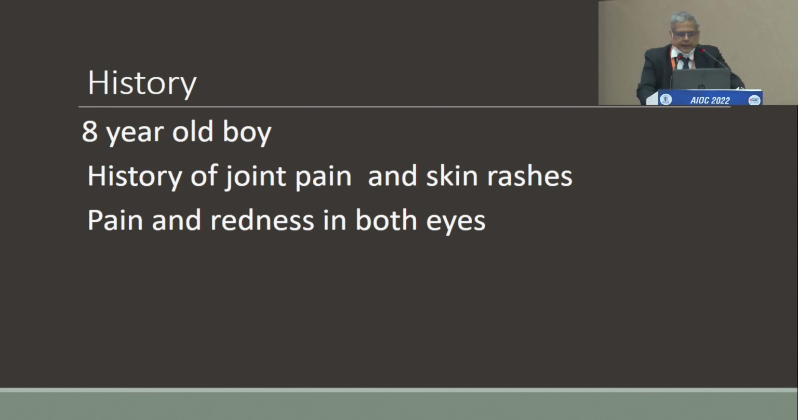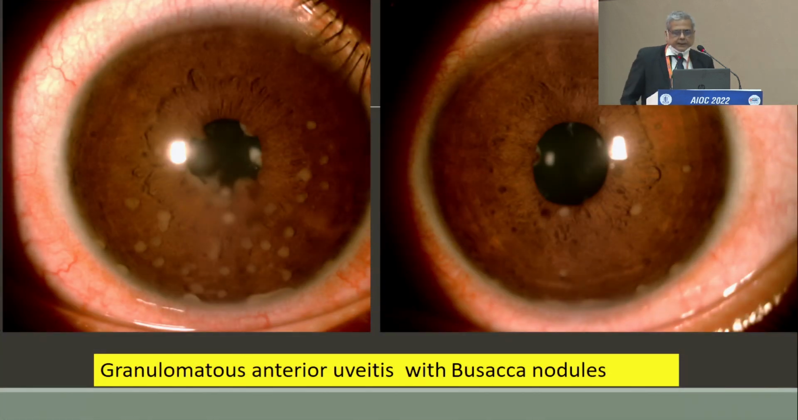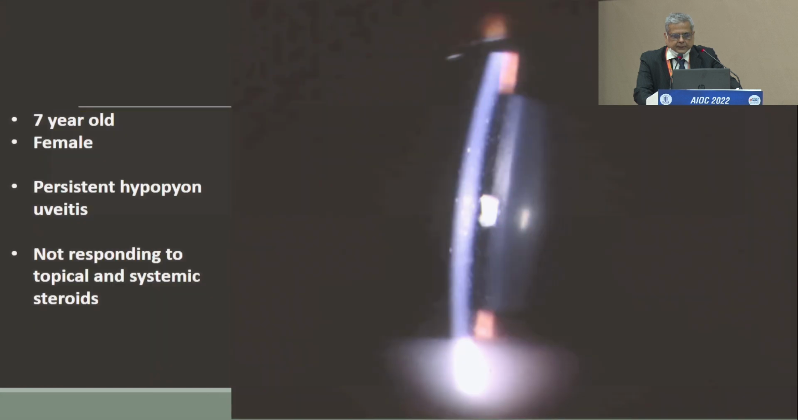This is an 8-year-old boy, history of joint pain and skin rash, pain and redness in both eyes. You can see the skin rash was there. This is a maculopapular dermal rash. And the patient had keratic precipitates with Busacca nodules. What is your diagnosis? Say it loud. Leprosy? No. Sarcoidosis. A kind of pediatric sarcoidosis, this is called Blau syndrome. After treatment with adalimumab, the patient responded. This is Blau syndrome.